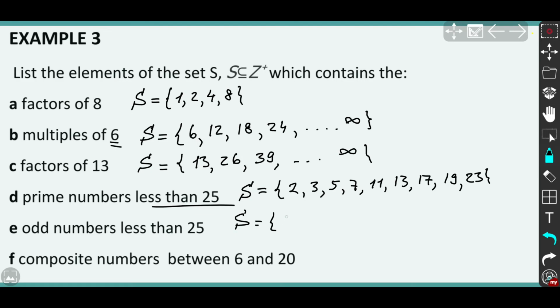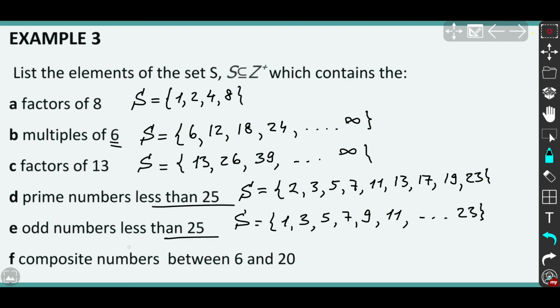So odd numbers starting from 1, then 3, then 5, then 7, 9, 11, and so on up to the odd number 23, because 24 is less than 25, but it's not an odd number. So 25 we don't include because it's strictly less.